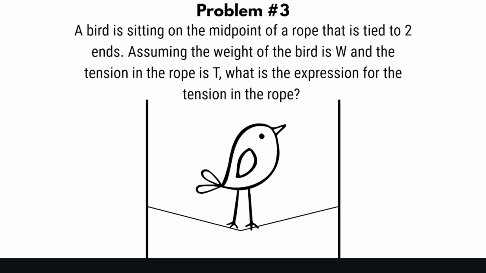Okay, so here's a slightly trickier problem. A bird is sitting on the midpoint of a rope that is tied at two ends. Assuming the weight of the bird is W and the tension in the rope is T, what is the expression for the tension in the rope?